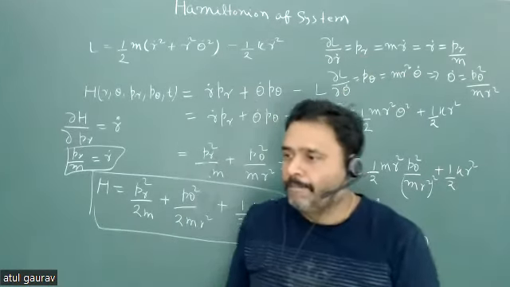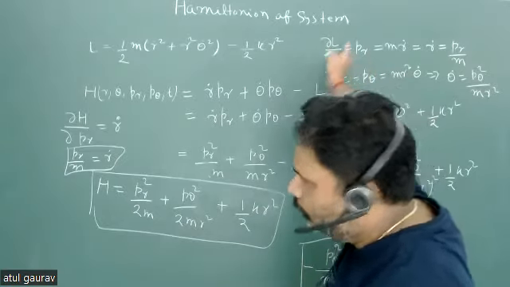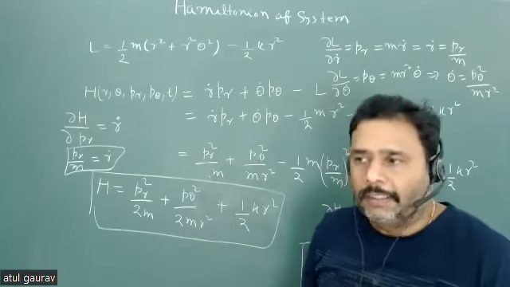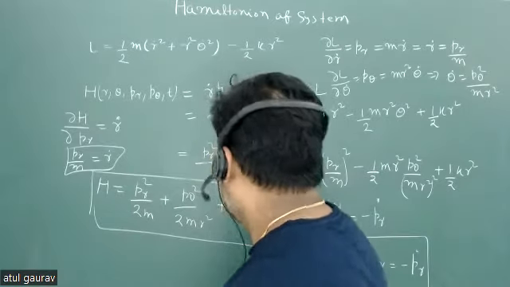Isn't it? You can find the same equation. So whatever information we have in the Lagrangian, we are just going to preserve it. This is very interesting. And next we have to go for the theta part.